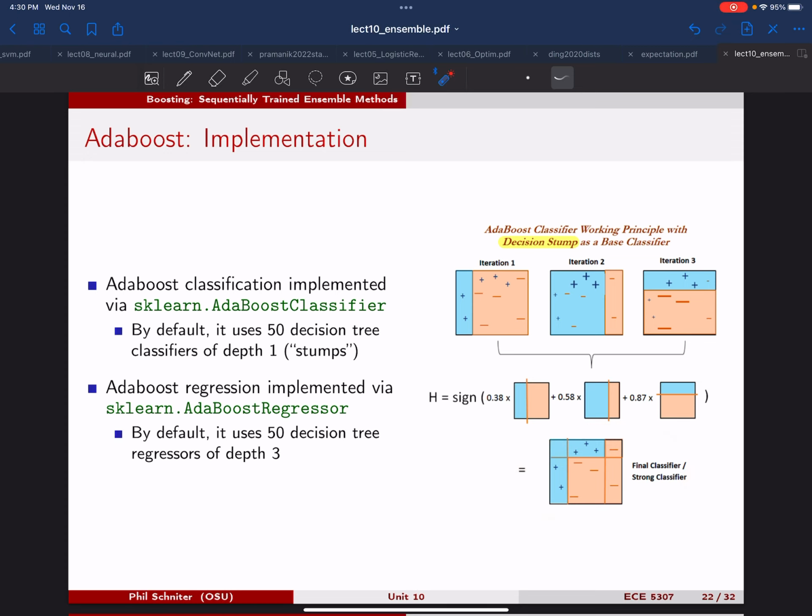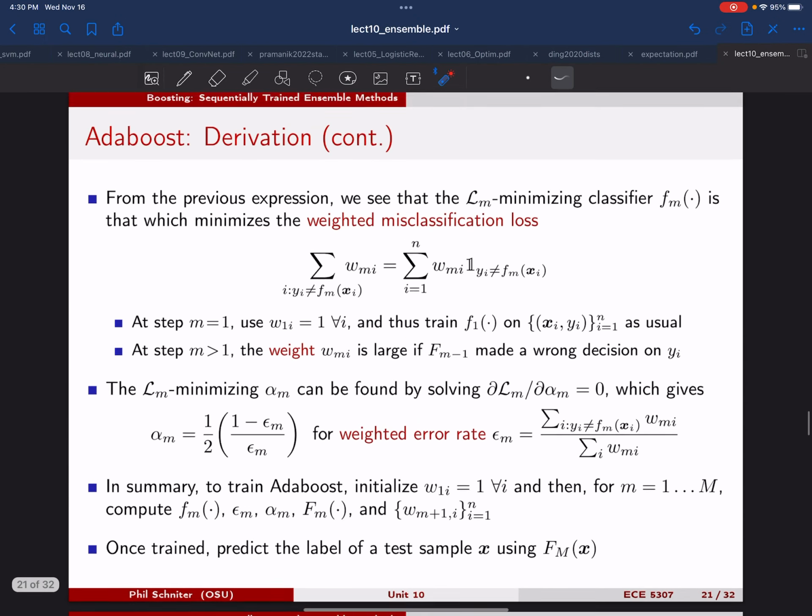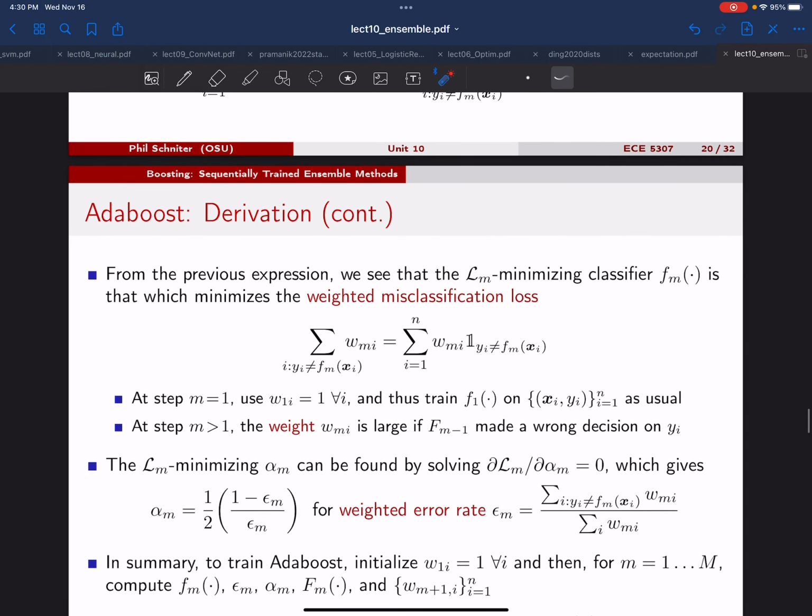Any questions on anything here with the derivation or the concepts?